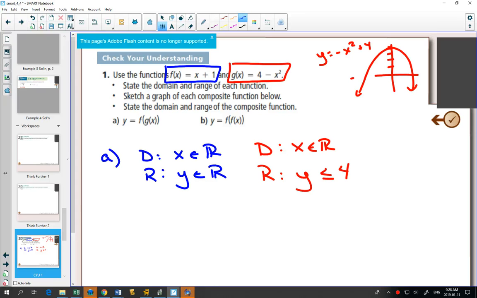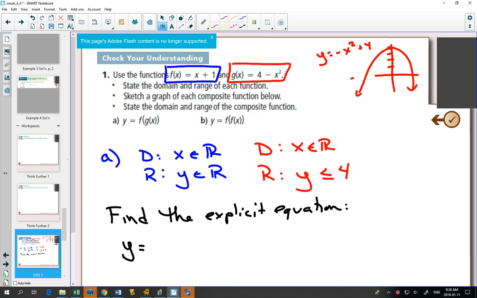Now it says sketch a graph of each composite function and state the domain and range of the composite functions. So what we're going to do, which makes life a lot easier, is instead of drawing them both and trying to think what that would look like, we are always going to find the explicit equation first.